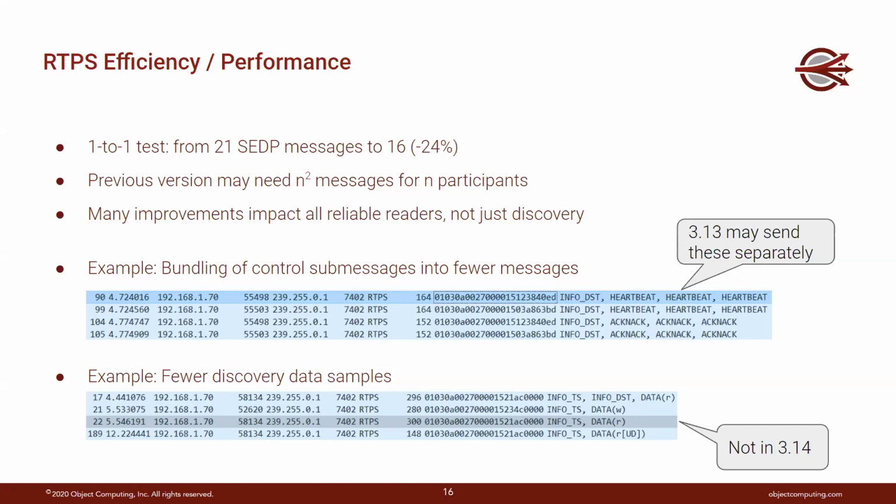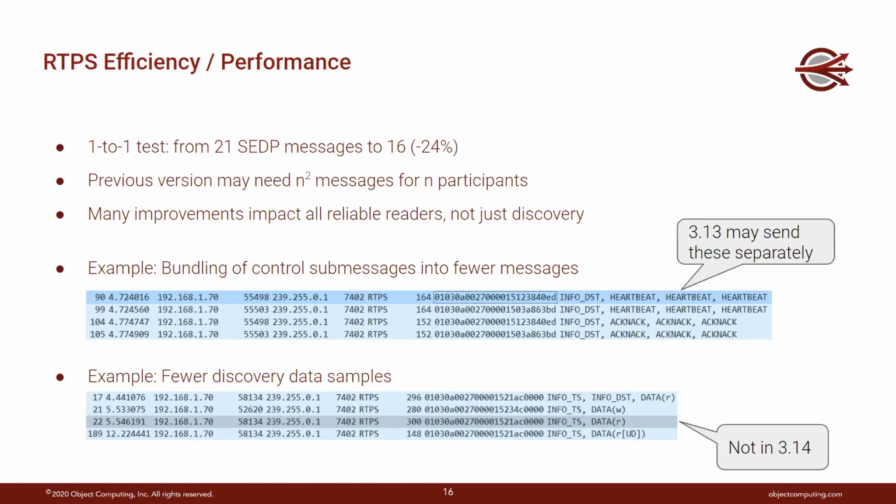The previous version of OpenDDS may need n-squared messages to associate n, so not really n participants, but dealing with the associations of n participants. And many of these performance improvements, even though we measured this for discovery, discovery makes use of the RTPS protocol. And so these are general improvements within, think of it as, the RTPS protocol engine that sits in OpenDDS. So they'll impact all reliable readers, all readers that are actually using this.